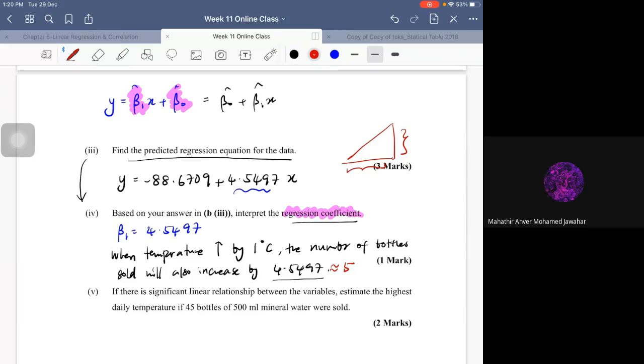If your beta 1 value is negative, for example, let's say beta 1 is equal to negative 5.3, it means that when x increases by 1 unit, y decreases by 5.3 units. But this one, because it is a positive value, when x increases, y is going to increase as well. If you get a negative value, when x increases, y is going to decrease. So that is how you interpret beta 1.